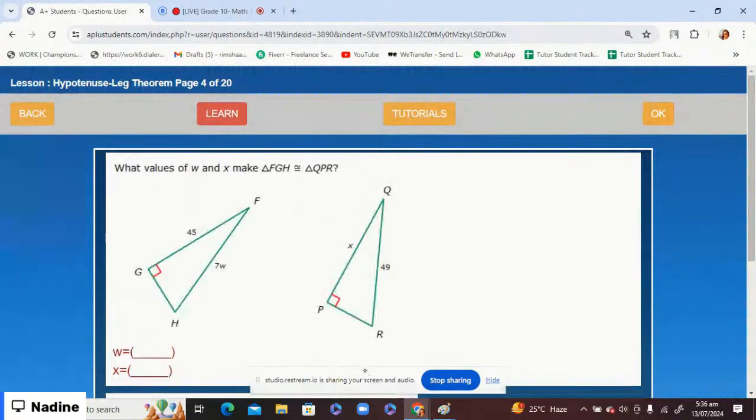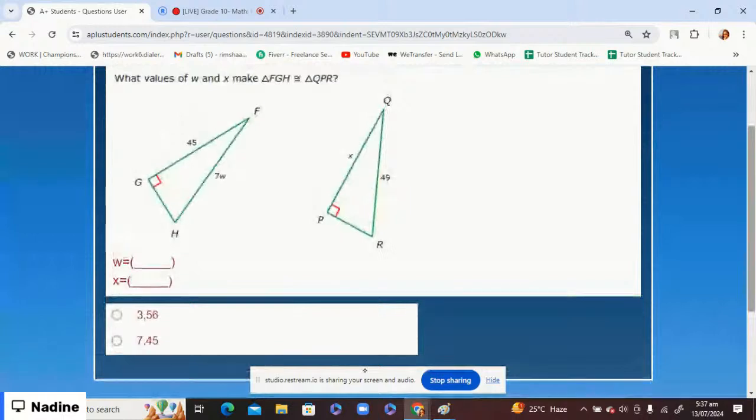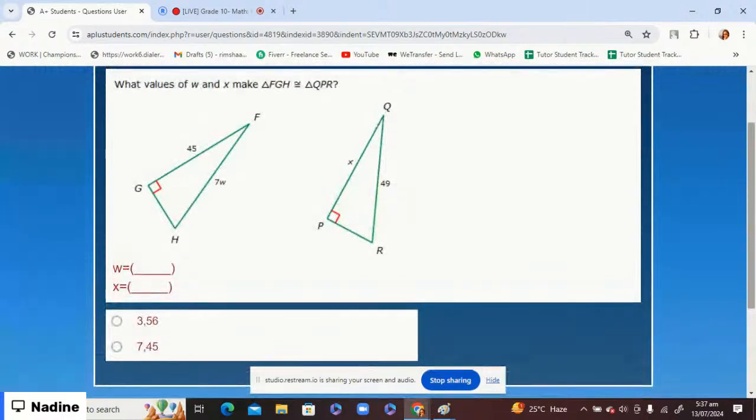What values of W and X make triangle FGH and triangle QPR congruent? Look here now. It means that X is 45, because here one length is 45. And the other length is 49. So how to make it 49? 7 times 7 is 49. It means that 7 and 45 is your answer.